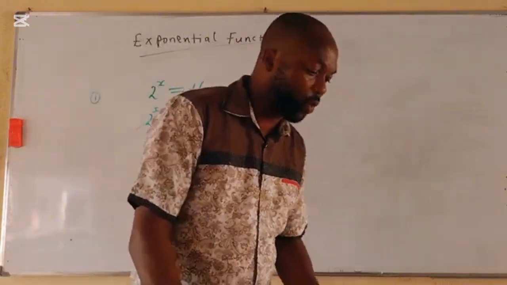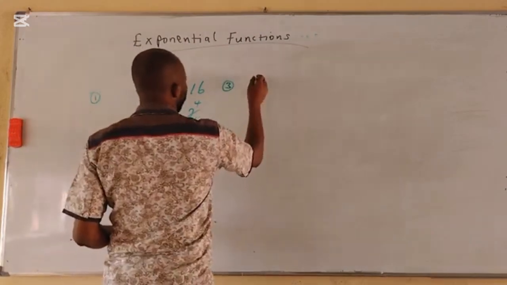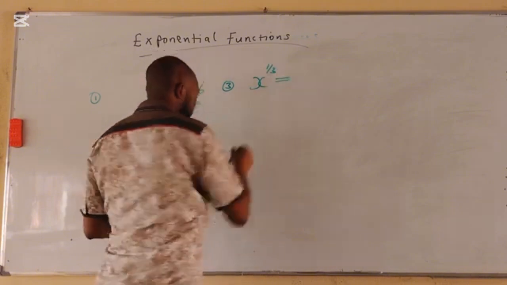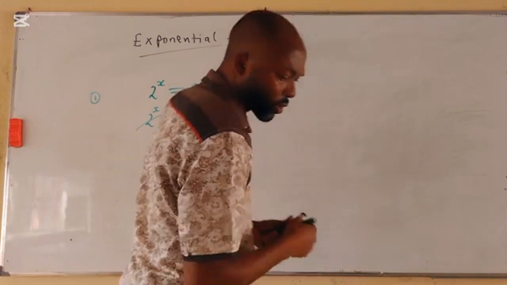Simplify x raised to the power 1 over 3. Simplify x raised to the power 1 over 3 is equal to x, what is it? Is equal to 3.